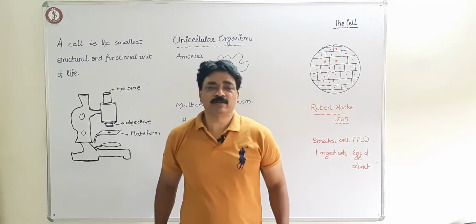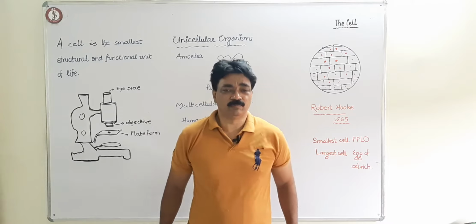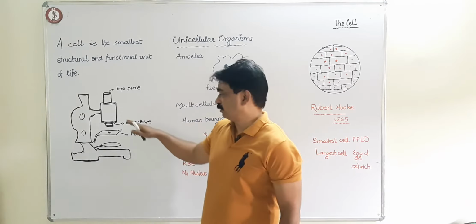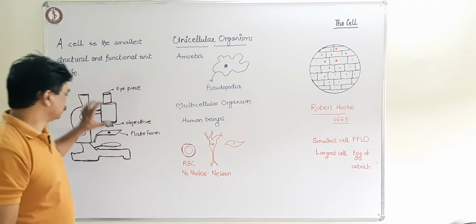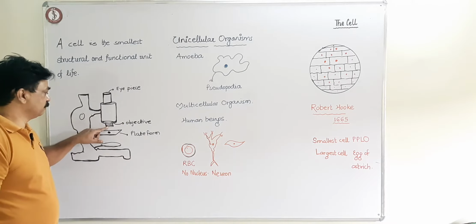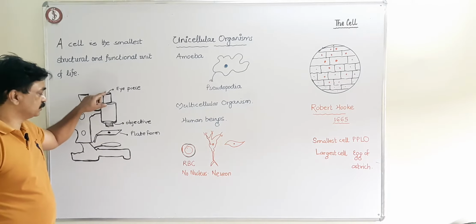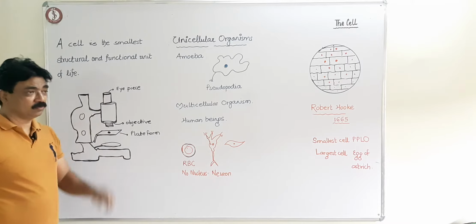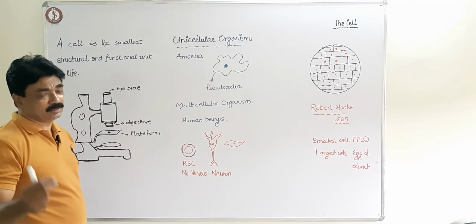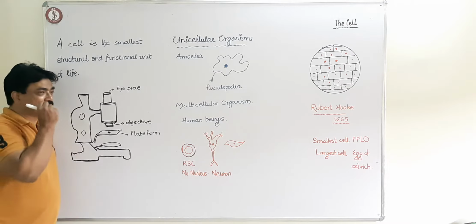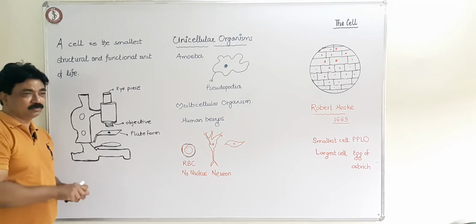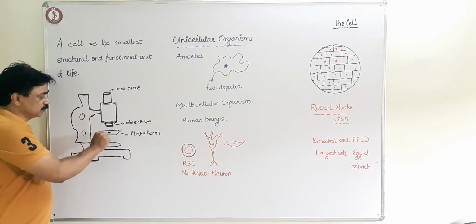But normal magnification is around 10 to 100 times. Robert Hooke invented a microscope. Microscope has got two parts. There is an objective lens here and there is an eyepiece lens here. So he took cork. Cork is a bark of plants, and from there he peeled out a very small piece, and he kept it on this platform.